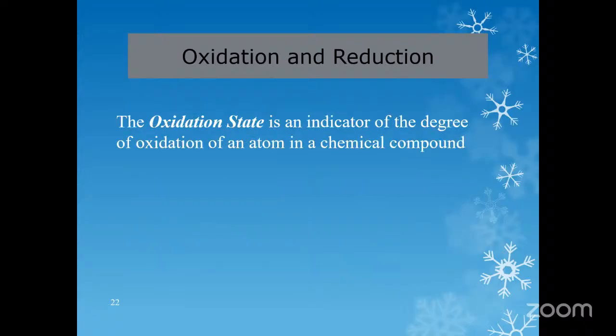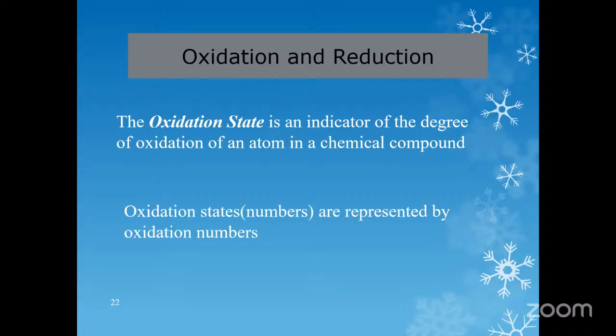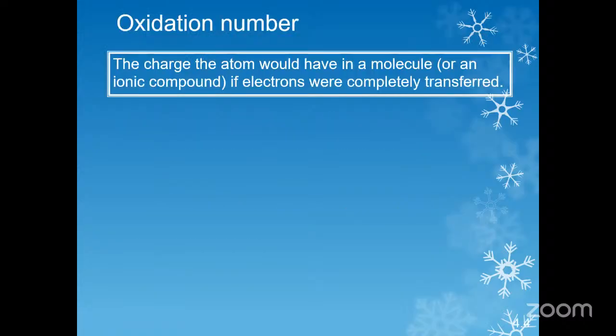So another term that we need to be aware of is what is called the oxidation state. In some textbooks, they call this the oxidation number, right? And it's basically an indicator of the degree of oxidation of an atom in a compound. So what we're going to look at first, before we look directly at redox reactions, are the rules for determining the oxidation number or the oxidation state of an element in a substance.